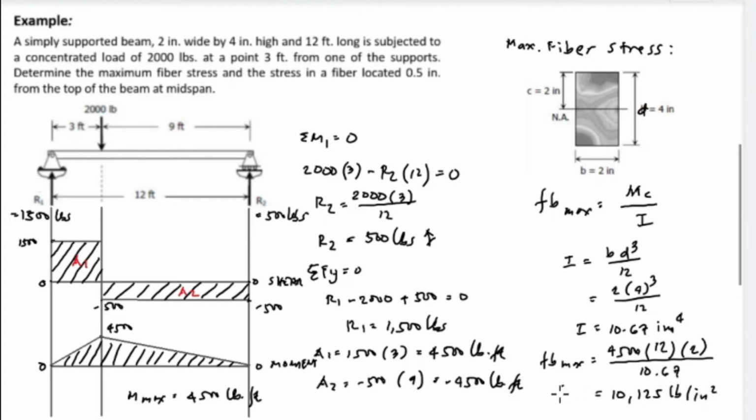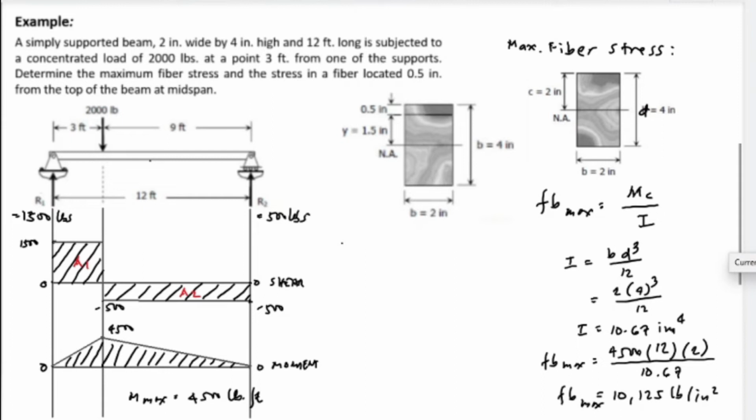So this is the maximum value for bending. And next, the stress in a fiber located 0.5 inch from the top of the beam at midspan. So this will be at a point 6 feet from the left side or right side of the support. In this case, we will find the moment at midspan, using ratio and proportion.